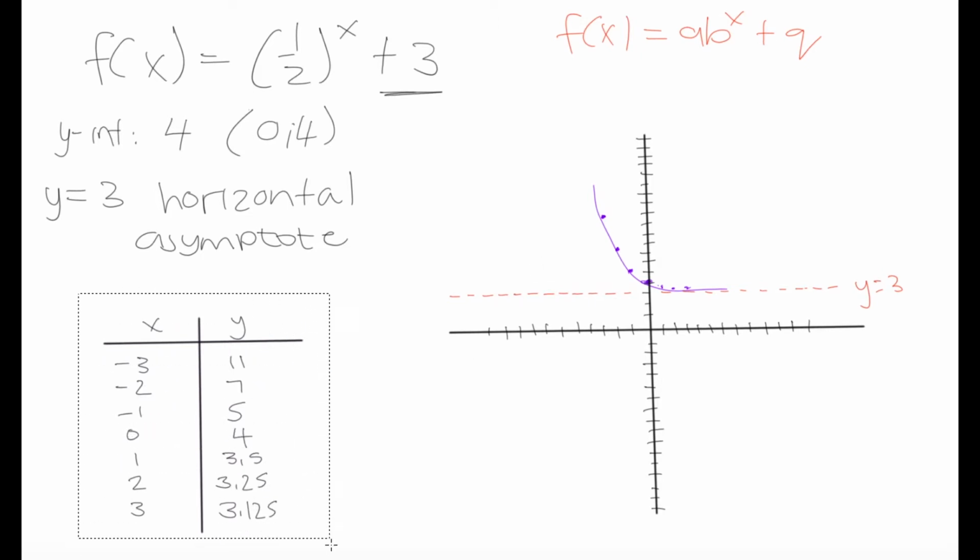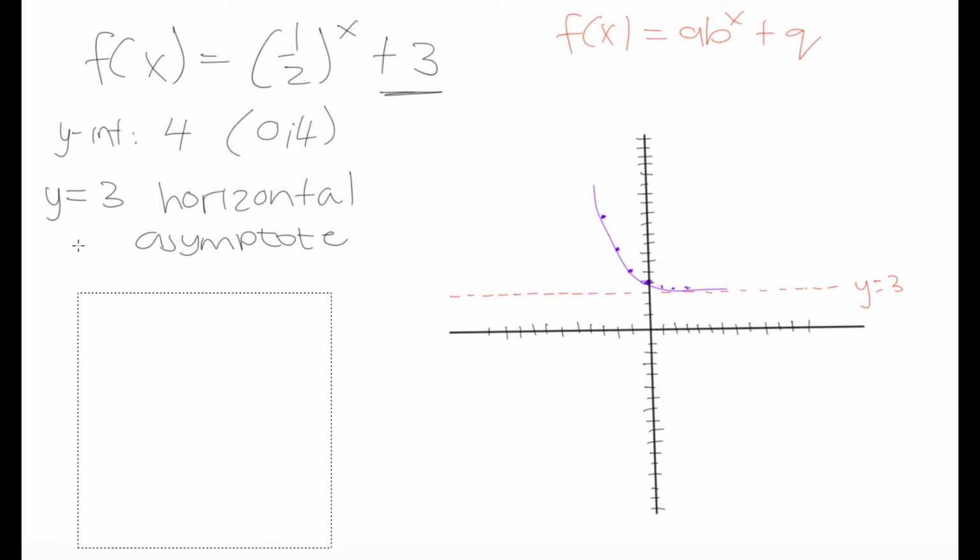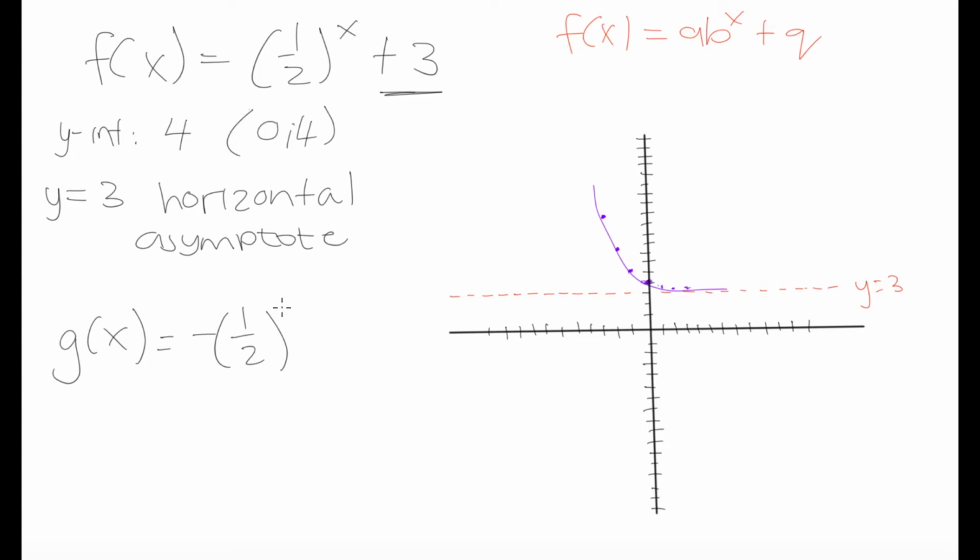Now I'm going to quickly get rid of this information here. And the next thing I want to do is look at a function that is very similar to this, g of x now instead of f of x, since we're differentiating our two functions. And our new function is going to be -1/2 to the power of x plus 3. So our only difference is that instead of a positive a, we are going to now have a negative a.